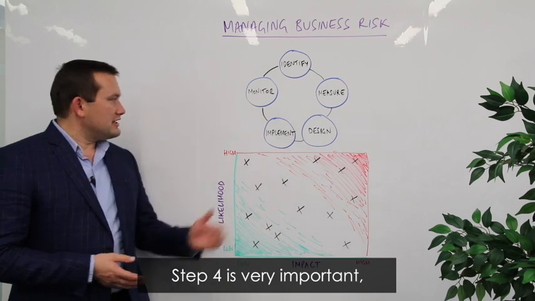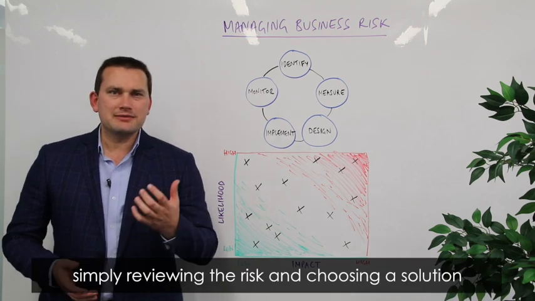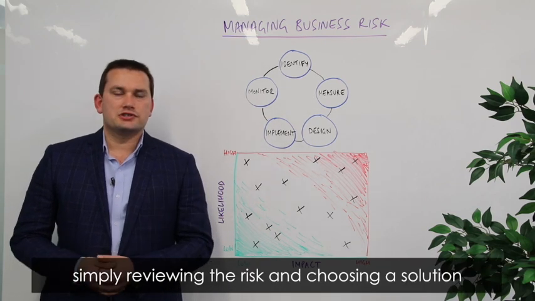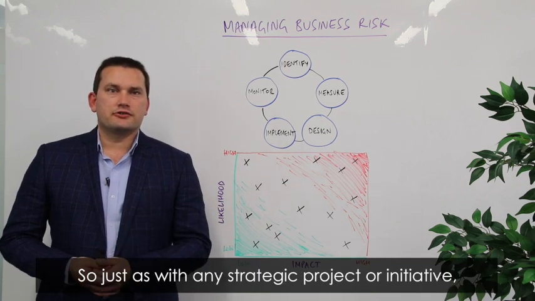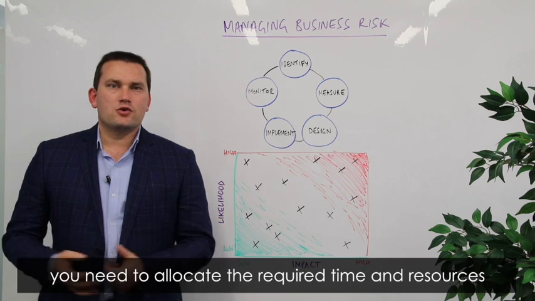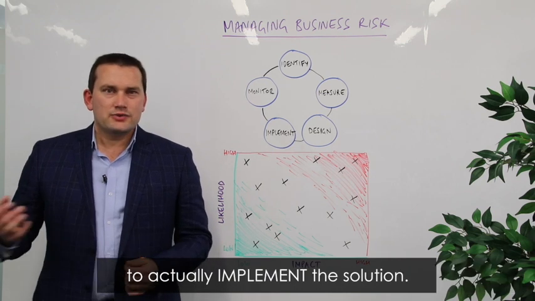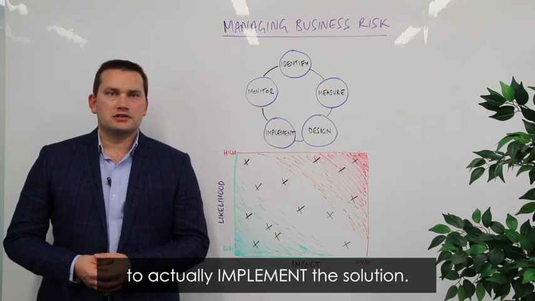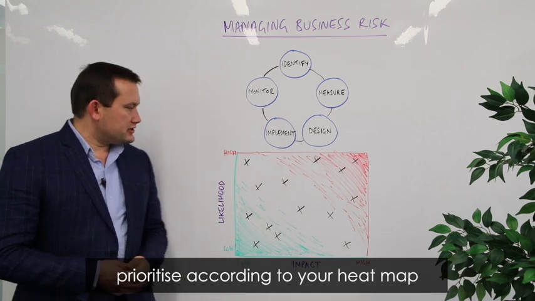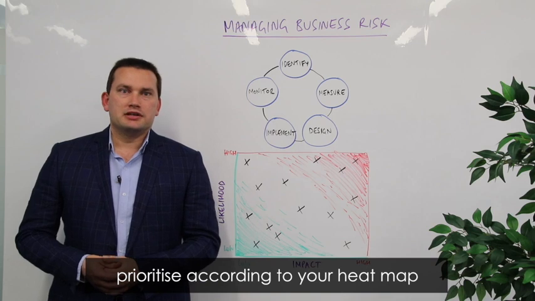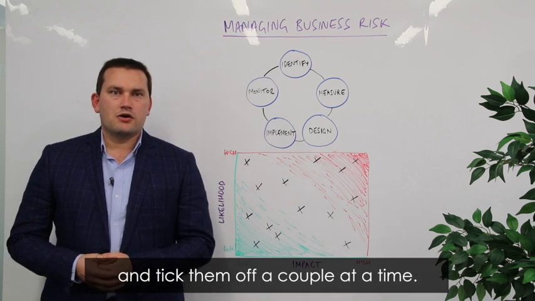And step 4 is very important. Simply reviewing the risk and choosing a solution won't make it happen. So just as with any strategic project or initiative, you need to allocate the required time and resources to actually implement the solution. And don't try and bite off more than you can chew. Prioritise according to your heat map and tick them off maybe a couple at a time.